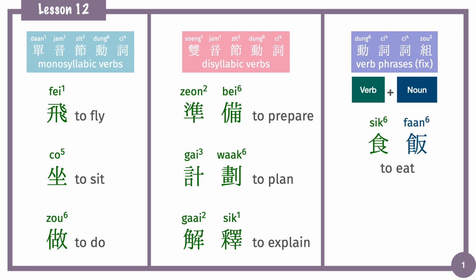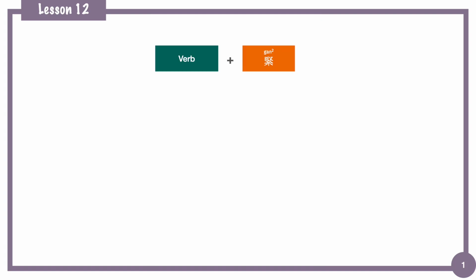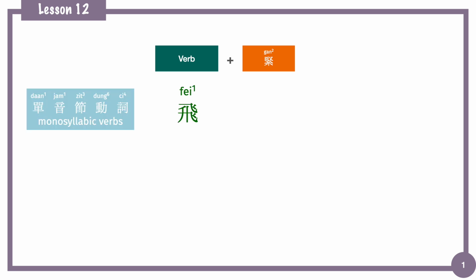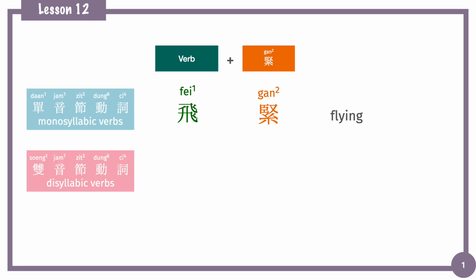And then we have 食飯. 食 means to eat. 飯 is the noun, meaning rice or meal. And the collocation of 食飯 also means to eat. So these are the progressive forms. For monosyllabic verbs, we just directly add the word 緊 after the verb. And for disyllabic verbs, we can add 緊 after the final word, like 準備 means to prepare, and 準備緊 is preparing.